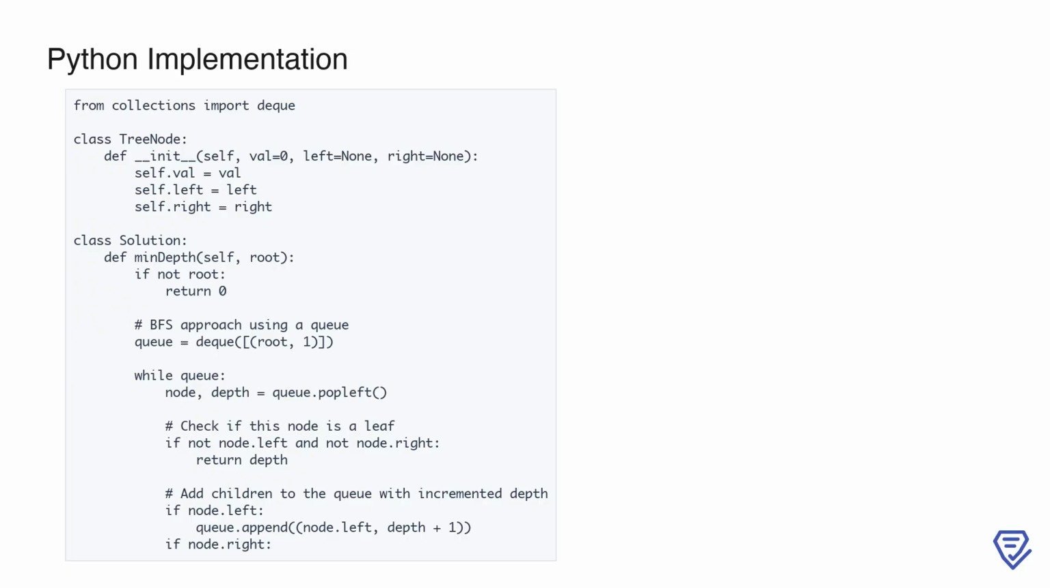Now, to perform the BFS, we initialize a queue using deque. Each element in the queue is a tuple containing a node and its corresponding depth. We start by adding the root node to the queue with an initial depth of 1. Then, we enter a while loop that continues as long as the queue is not empty. Inside the loop, we dequeue the first element, which gives us the current node and its depth. At this point, we check if the current node is a leaf, meaning it has no left or right children. If it is a leaf, we immediately return its depth, as this is the minimum depth of the tree.